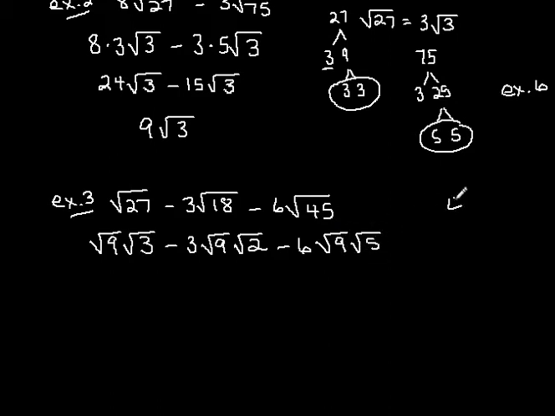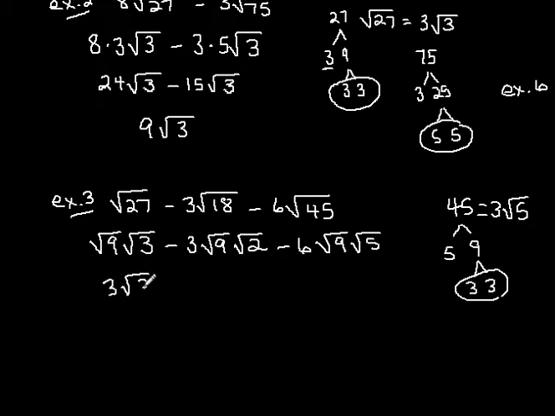Let's do 45 as a tree. 45, so we get 5 times 9, and then we get 3 times 3, so the 3 would come out, and we'd be left with the square root of 5. So this would be 3 times the square root of 5. And you can see when we do the square root of 9, we're going to get that 3. So here we go. Square root of 9 is 3 square root of 3, minus 3 square root of 9 is 3 square root of 2, minus 6 times square root of 9 is 3 square root of 5, and that's exactly what we got right here.